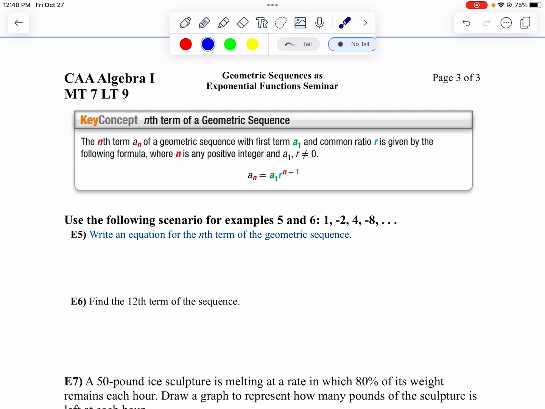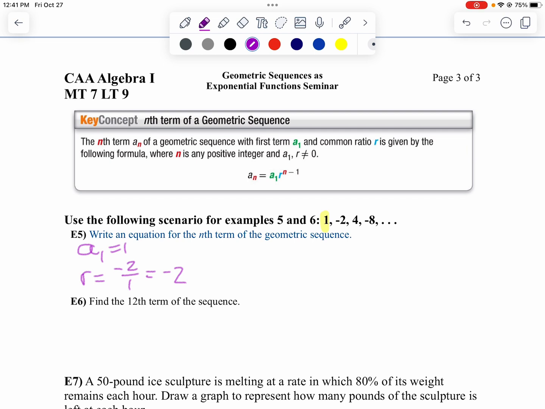So if we take a look at example 5, I want to write the equation for the nth term of this geometric sequence. So I look at my geometric sequence and notice my first term is 1. So in other words, a sub 1 is 1. To find r, I'm going to take my second term and divide it by my first term. You could divide any two terms. You're going to get the same answer. So r is negative 2.